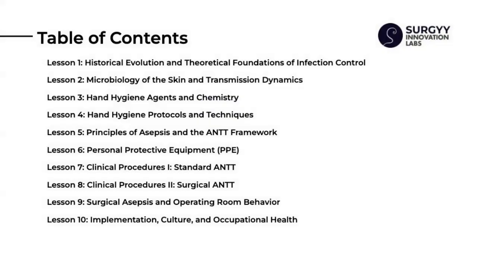The table of contents outlines the 10 essential lessons that comprise this curriculum. Lesson 1 covers the historical evolution and theoretical foundations of infection control, providing context for modern practices. Lesson 2 explores the microbiology of the skin and transmission dynamics to understand how pathogens spread. Lesson 3 details hand hygiene agents and chemistry, focusing on the tools we use.